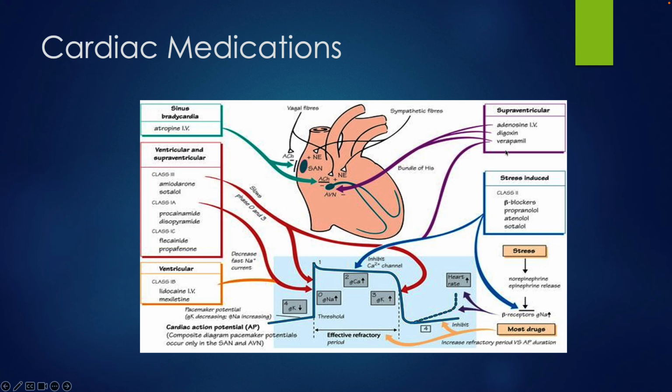Adenosine works at the AV node to slow AV nodal conduction. Verapamil is another calcium channel blocker. Digoxin is a cardiac glycoside, and all of these work at the AV node. Also, it may work to inhibit the calcium channels. Beta blockers work against the beta receptors. These include your "-lol" drugs: propranolol, atenolol, or sotalol.